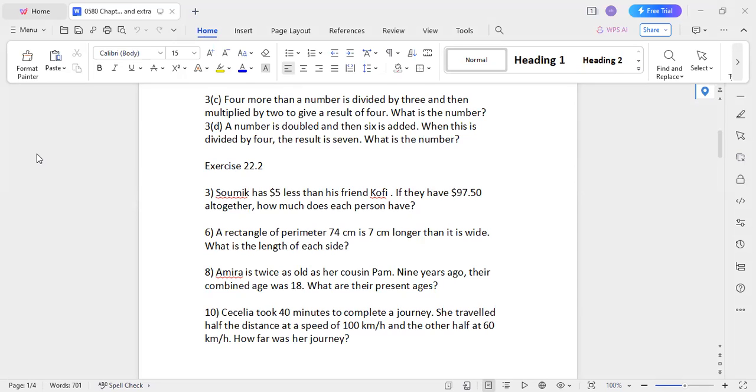Is it x minus 5 first? Yep, you can do that. So if his friend coffee has x, which we will find out later, Sumik would have x minus 5. So what would you do for this equation to get $97.50?